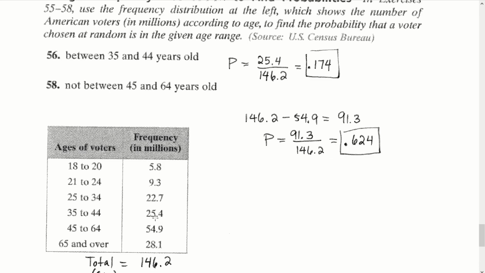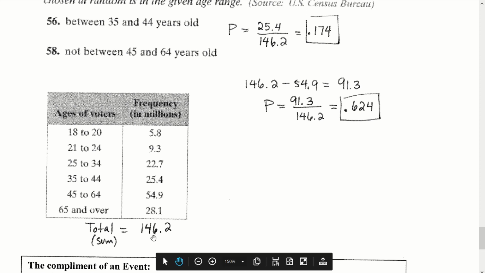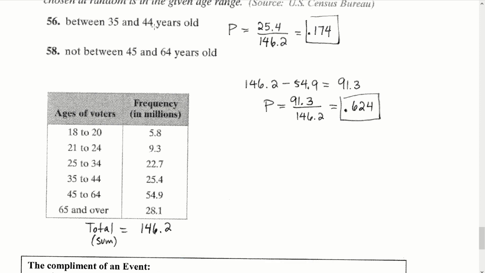If we wanted to calculate the probability that if we pick somebody out at random, that they were between 35 and 44 years old, we would want to know how many people were in that age range. So if we go to the table, that's 25.4. We would need to divide that by the total number of observations. So we'd have to add these all up. We get 146.2. And then the probability that a 35 to 44-year-old would be selected would be 0.174.